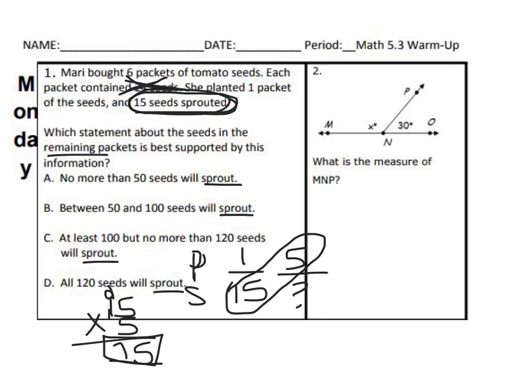So let's look at the answer choices. Number 1, no more than 50 seeds will sprout. Well, 75 is more than 50, right? So that's incorrect. Between 50 and 75 seeds, that could be possible. At least 100, but not more than 120 seeds will sprout. Nope. And then all 120 seeds will sprout. No. So in this case, my answer is letter B.